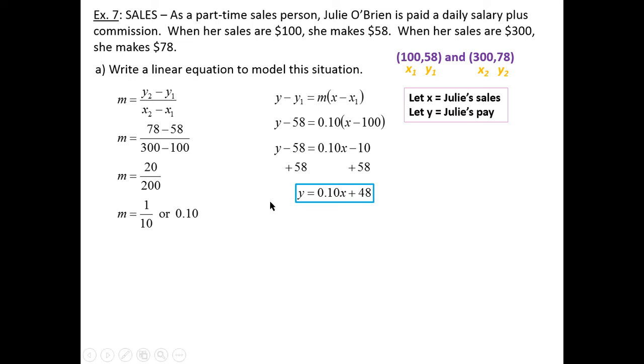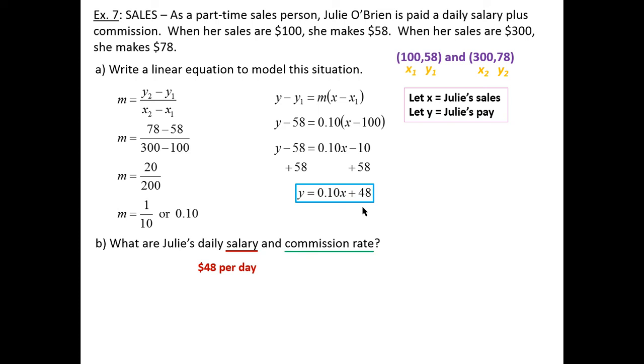So if that's our equation, then how do we interpret it? In other words, what are Julie's daily salary and commission rate? How much is she getting paid each day? Well, as we said before, salary is the guaranteed portion of her pay. So when we look at the equation that we found, the plus 48 isn't going to change no matter what. There's always going to be $48 that are added regardless of what happens. So she'll be guaranteed to get $48 per day.